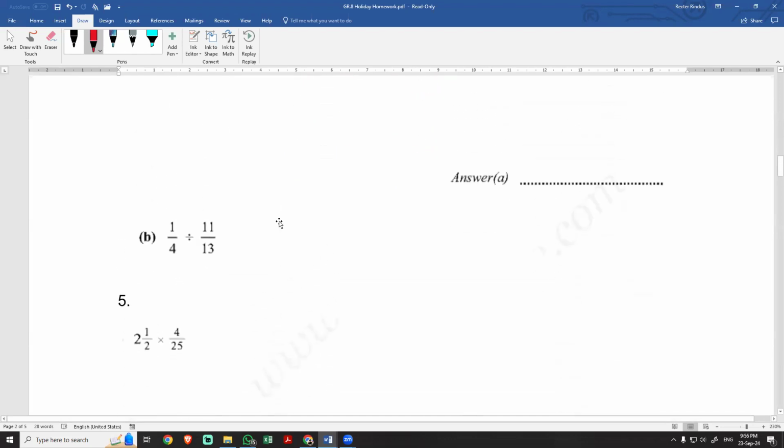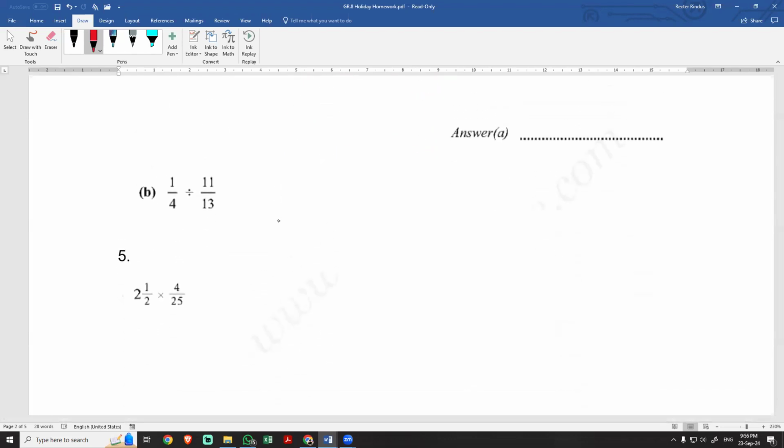Next one, it's about division. So the rule of division is just using cross multiplication, actually. So you can just cross multiply this. That will become 13. That will become 44. So 13 is already a prime number, so there's nothing else you can do about it. So this is the final answer already. So that's how simple it is.